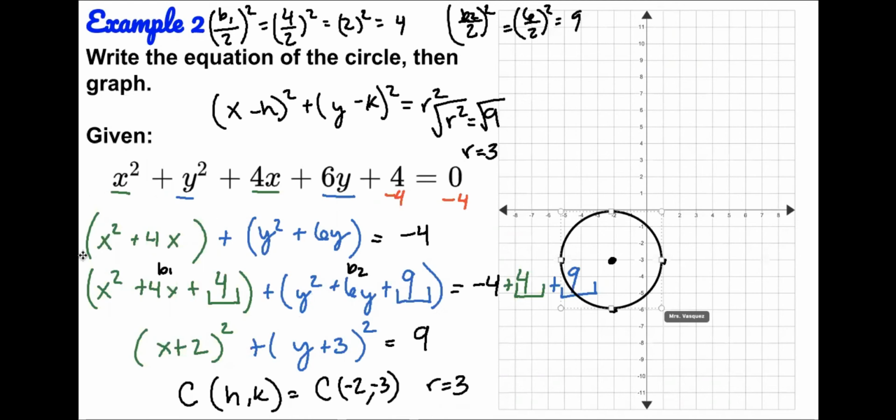So step by step, group our terms together, remove or eliminate your constant, complete the square for both of the groupings, our x values and our y values. Make sure we then factor so that we can identify our center and identify that beautiful radius that we have.